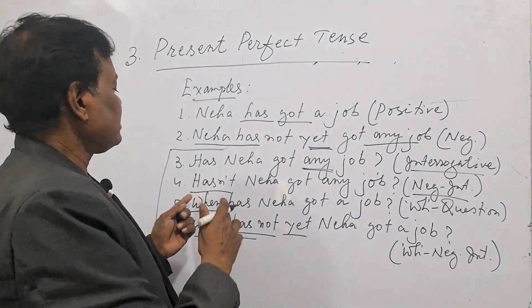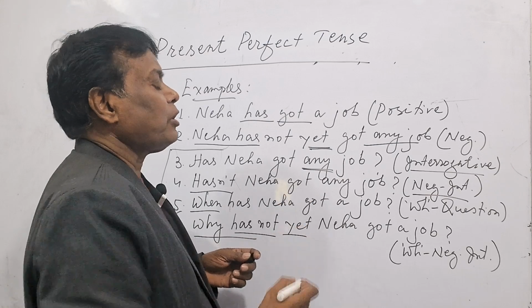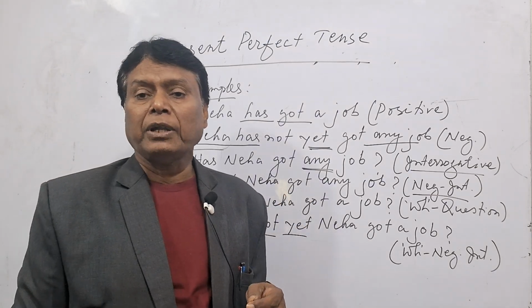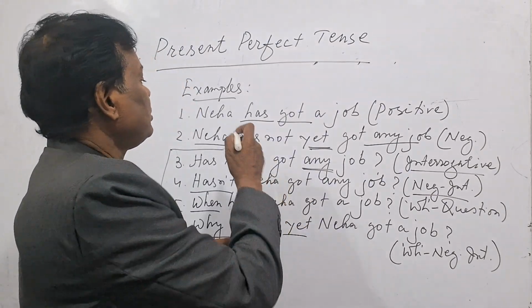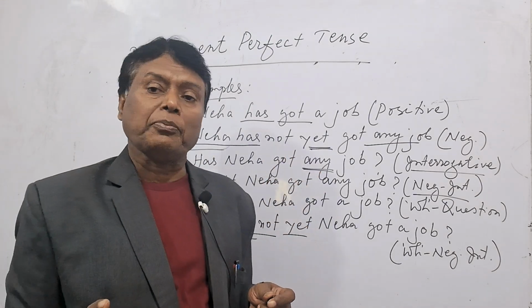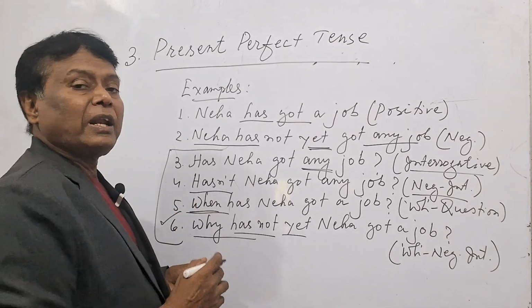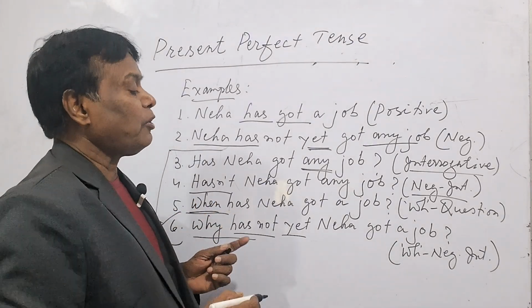See, next, hasn't Neha got any job? नेहा को अभी तक जॉब कोई नहीं मिला. No, she has not. No, यहाँ पे use the same thing. No, she has not yet got a job. अभी तक उसको कोई जॉब नहीं मिला. In this way. Now, अगर वो जिसको जॉब मिला है, then when has Neha got a job?